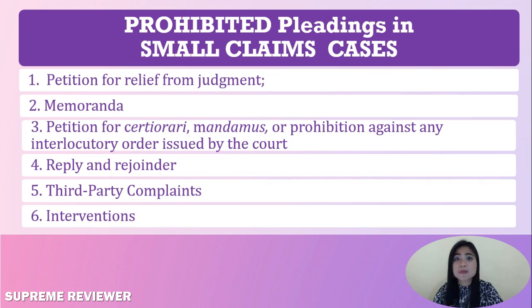Likewise, there are motions that are prohibited under the rule, such as motion to dismiss the statement of claim or claims, motion for a bill of particulars, motion for new trial or for reconsideration of a judgment or for reopening of trial, motion for extension of time to file pleadings, affidavits, or any other paper, motion to declare the defendant in default, and dilatory motions for postponement. These pleadings and motions are prohibited because this can delay the proceedings, and it will go against the purpose of the rule on small claims cases, which is for the speedy disposition of cases.